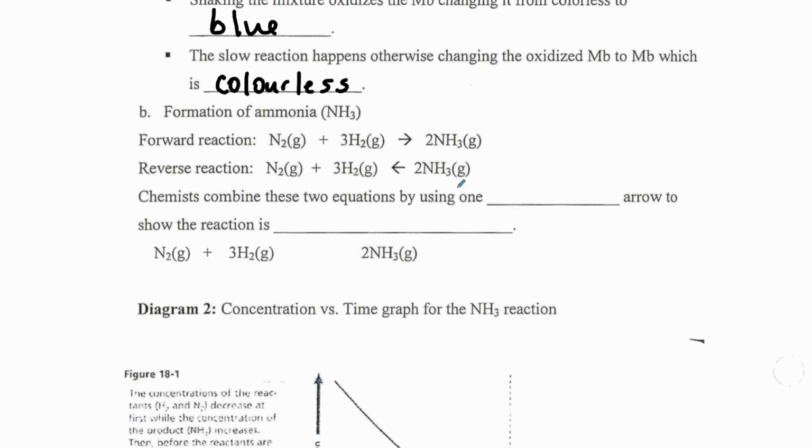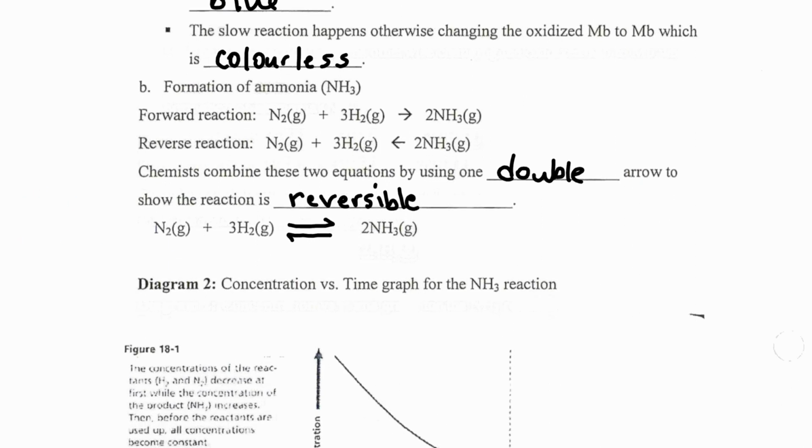So instead of writing them as two separate equations, we can write them just one time and use a double arrow to show that the reaction is reversible. You'll notice there's lots of arrows missing in this document. You'd always have to fill them in. So a double arrow looks like this. It's showing it's going forward and also in reverse.